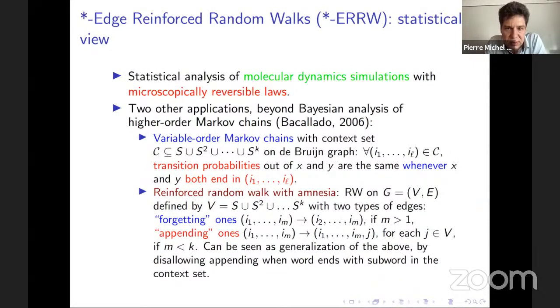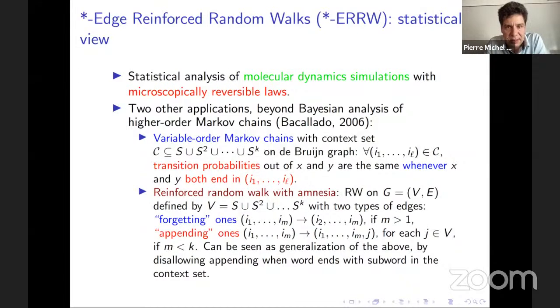And you have also another generalization, a random walk with amnesia. In it, you can forget the first element of your word, or you can append one. It can be seen as a generalization of the above, if you disallow appending when the words end with the same subwords in the context set.